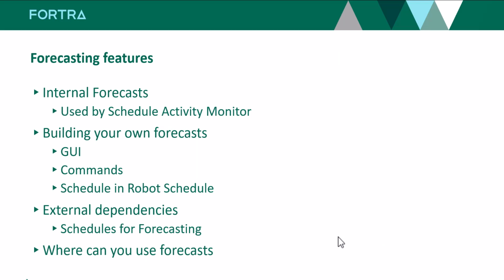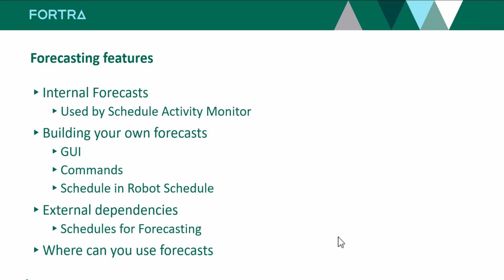So with Robot Schedule, we have internal forecasts that are used by the Schedule Activity Monitor, where you can see what's forecasted, what's running, what's completed. Very handy feature. You can build forecasts independent of that through the GUI, from the command line interface, or you can even schedule these in Robot Schedule.